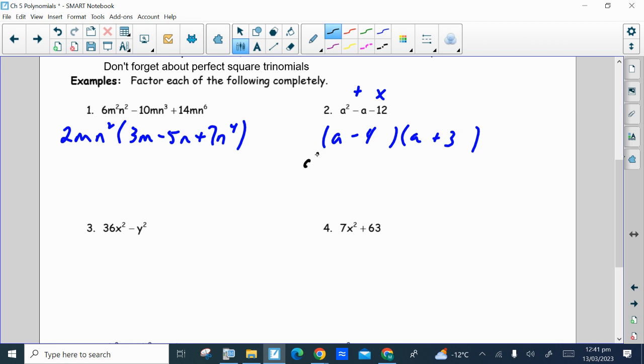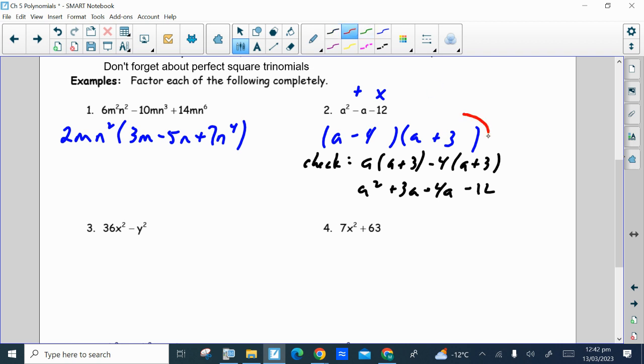Now remember, you can always check these by actually multiplying using the distributive property. This is our check. You should never get your factors wrong, because if you multiply them out, you need to get what you started with. So a times a is a squared, a times 3 is positive 3a, negative 4 times a is minus 4a, and negative 4 times 3 is minus 12. You got the a squared, you got the minus 12, 3a take away 4a is negative 1a, which is the correct middle term. We have just shown that our factors are correct.